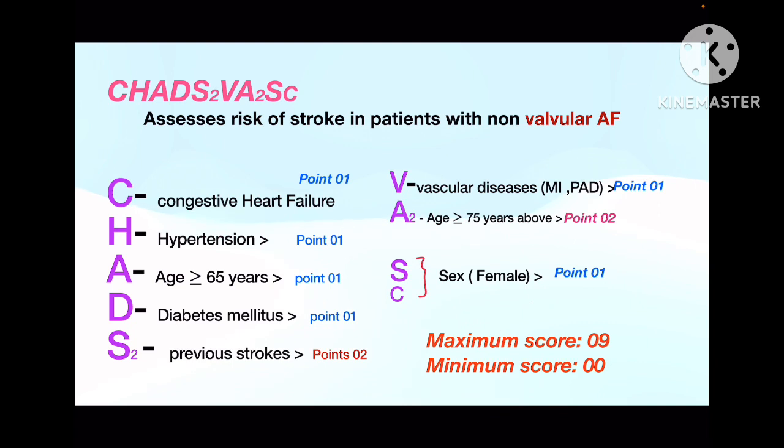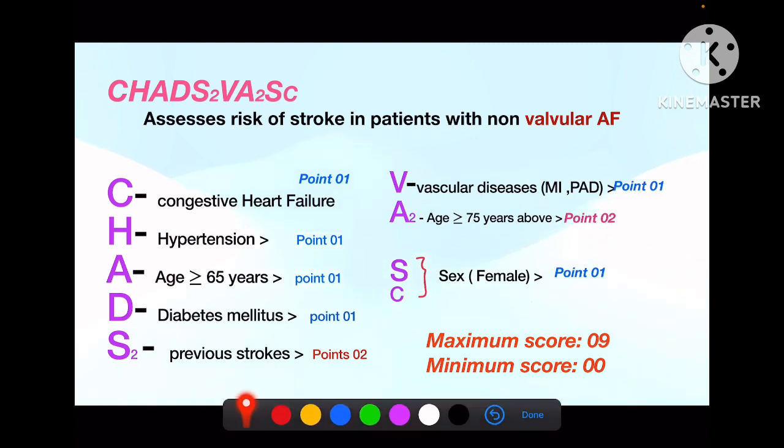Letter C stands for congestive heart failure, letter H stands for hypertension, and letter A stands for age more than 65 years old. But you have to remember here, if your patient's age is more than 75 years old, you have to give 2 points. If your patient's age is 65 to 75, then you give only 1 point.